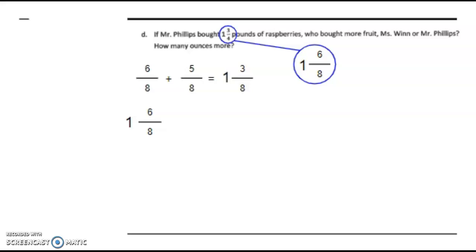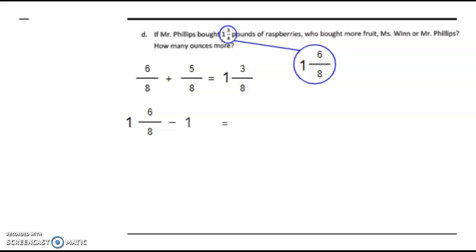Now the reason why I changed it to 6/8 is because I had 3/4 up here and I wanted to find an equivalent fraction that I could use so that way I can set up my next problem. So it's going to ask how many ounces more. So I changed that to 1 6/8 because 1 6/8 is equivalent to 1 3/4. And I'm going to put that as my first number because 1 6/8 is bigger than 1 3/8. So I'm going to subtract that now.